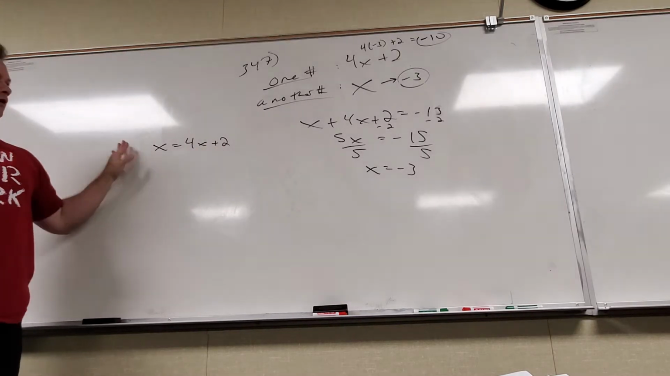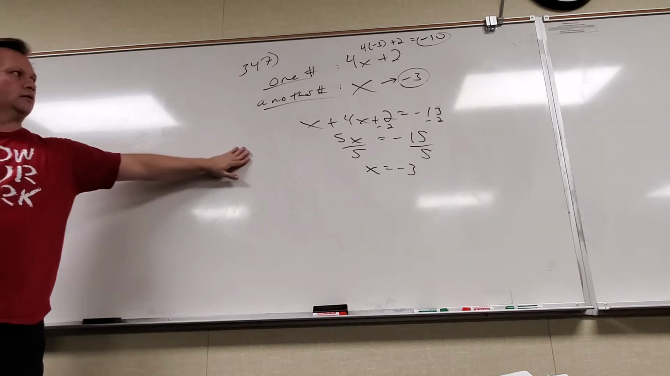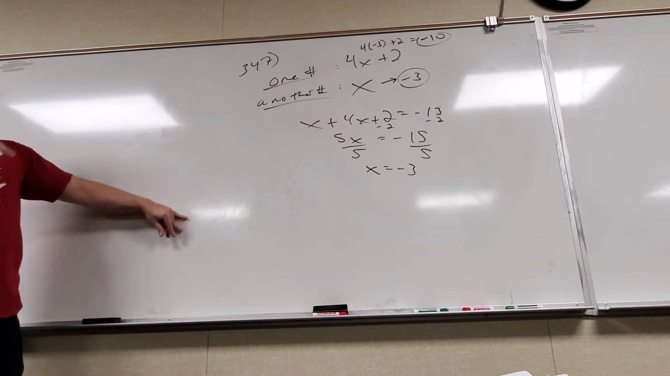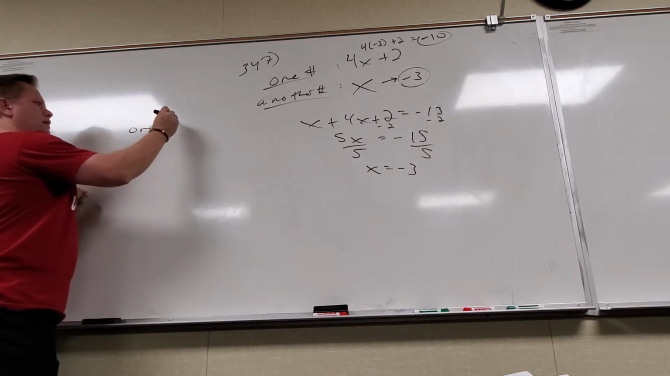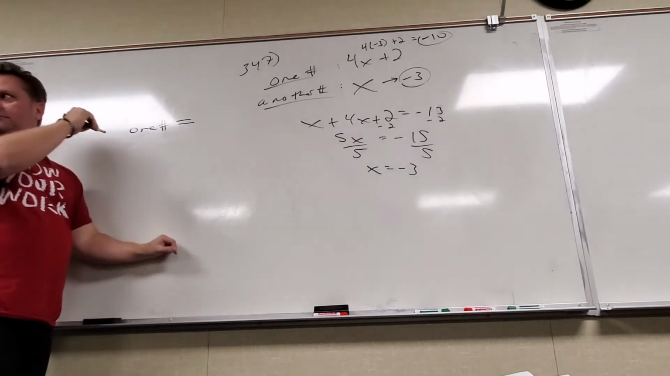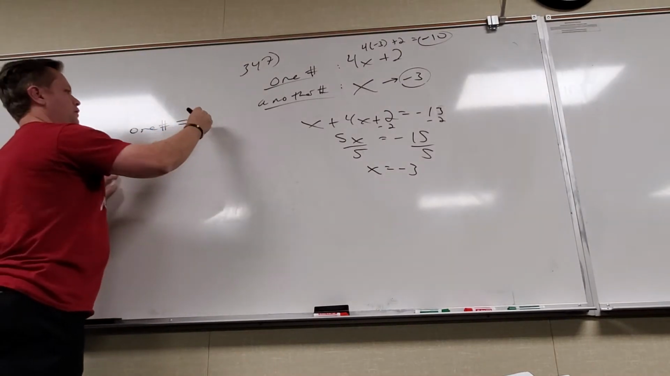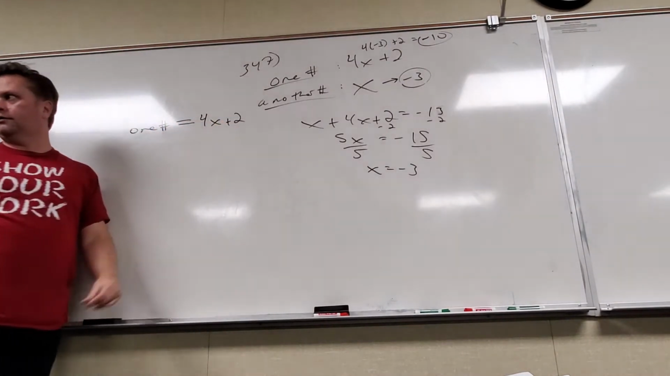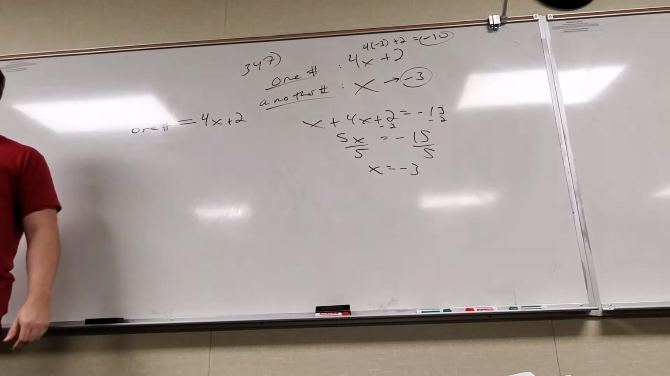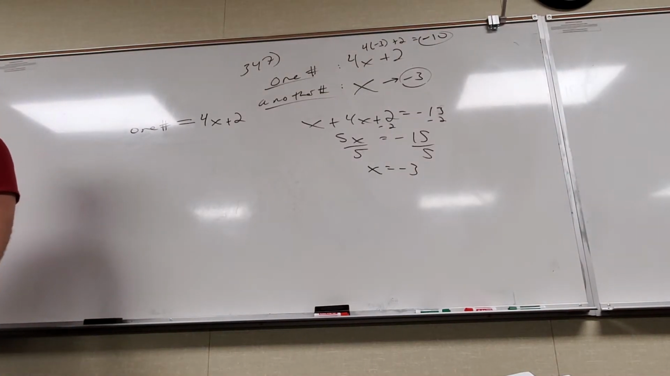Yeah, because it says "is", that's what was throwing me off. I got you. So one number is x, right? 4 times 1, 2 more, yeah. That would be fine. But you can't use x multiple different times for multiple different things.